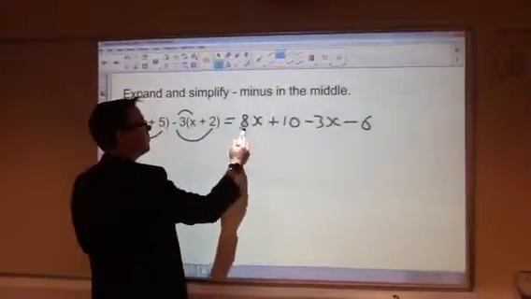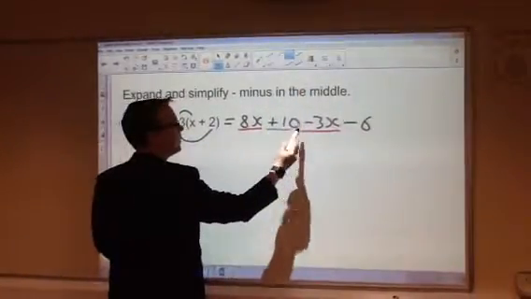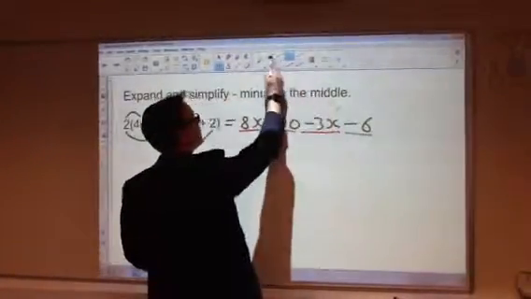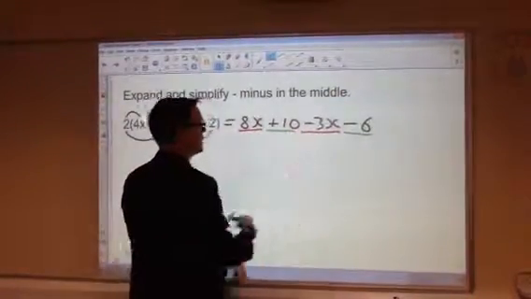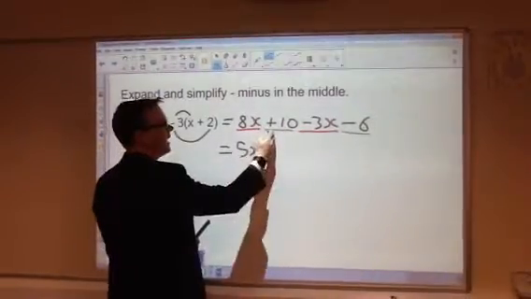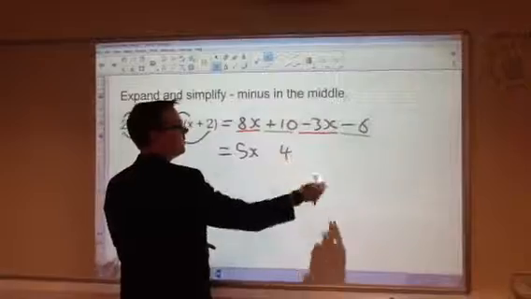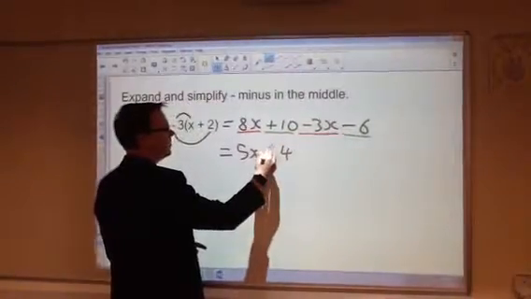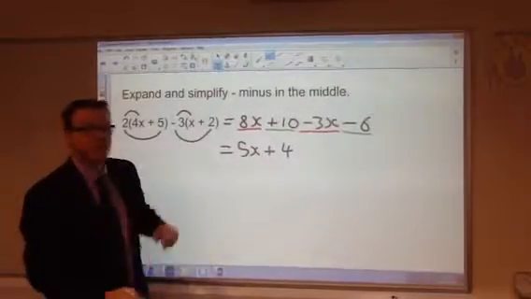Again, we're going to underline so we know which way we're doing. We're going to do the reds first. 8x take away 3x, which is 5x. And 10, again, take away 6 is 4. And of course that's still a positive, so we put a plus. Make sure your equal signs go down the page, and you should always get it right.